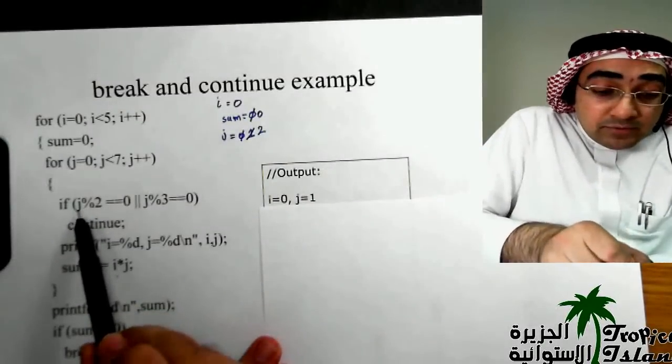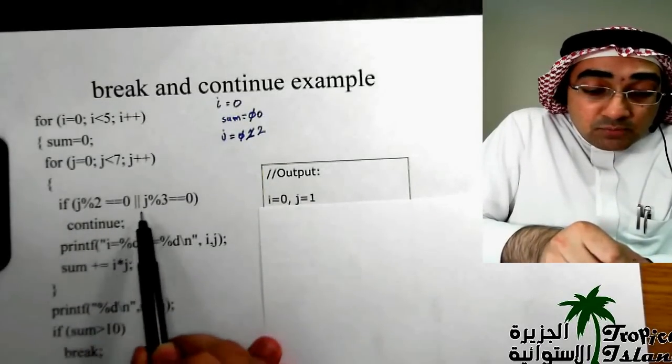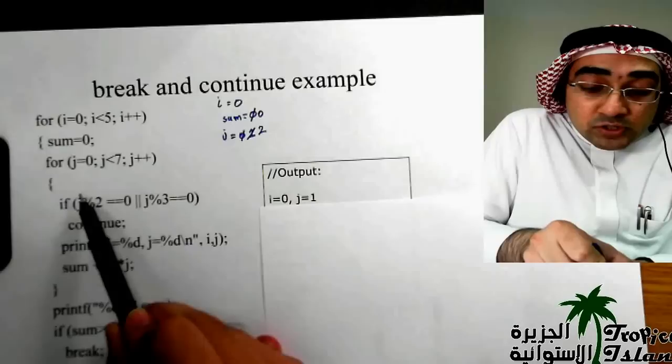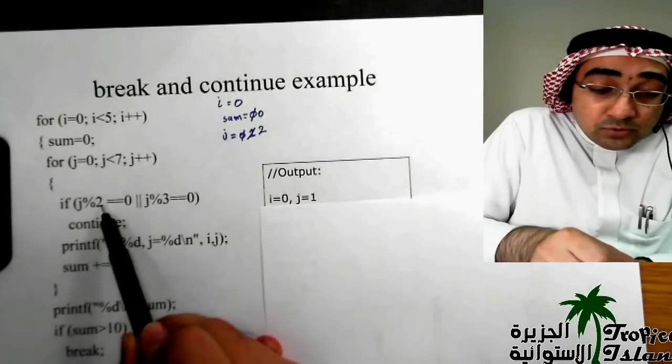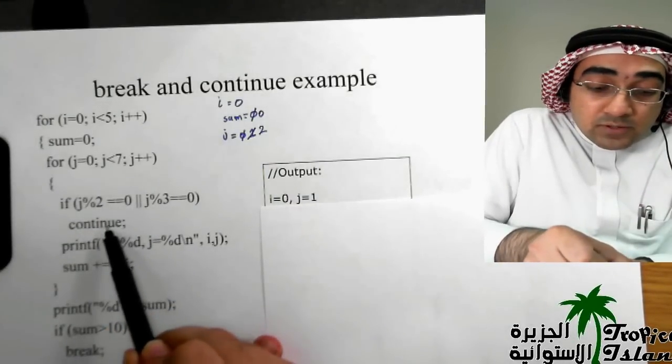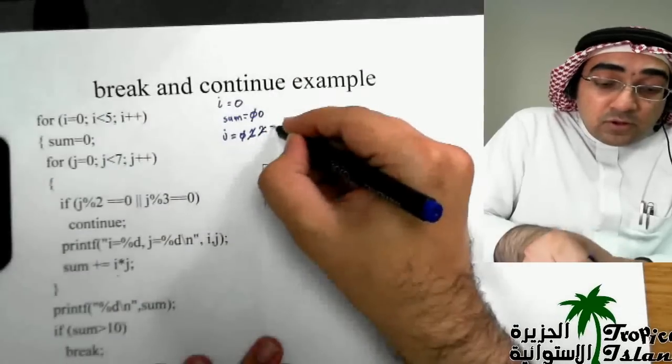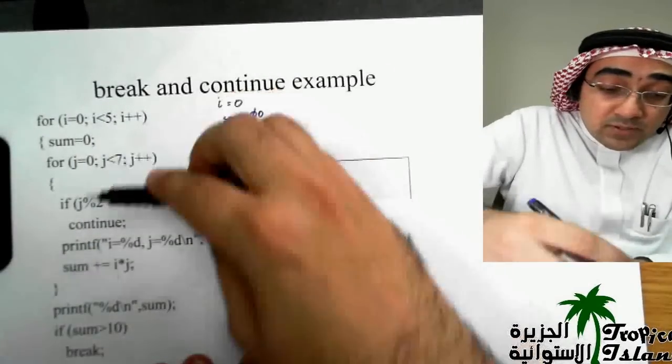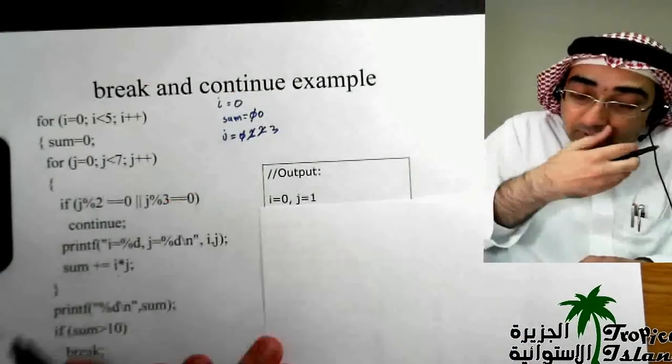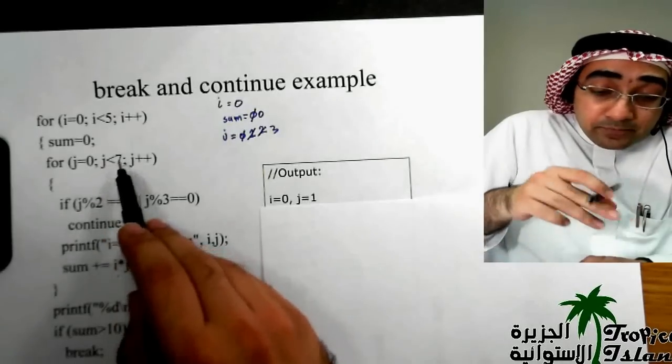I come over here, and then I look at j modulus 2 is equal to 0, or j modulus 3. So this is true, so 2 modulus 2 is 0, so this becomes true, so you continue, so you go over here, then j will become 3. So since I hit continue, I'll go back to the for loop directly, do the increment, and then check. Is 3 less than 7?